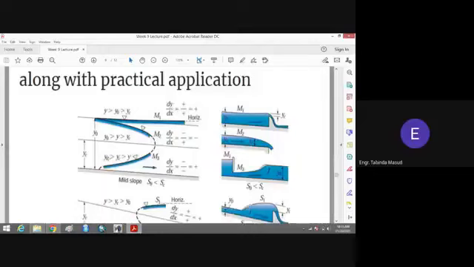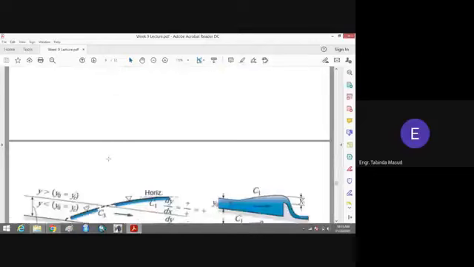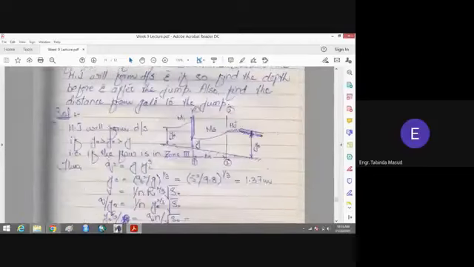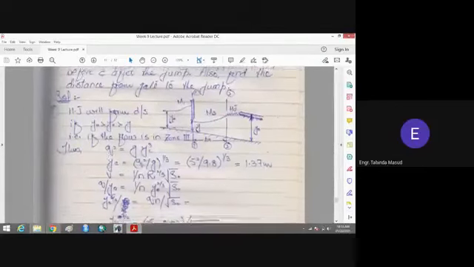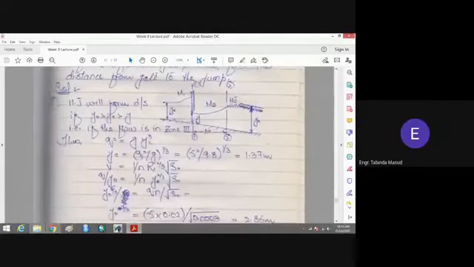So if we have this situation of a mild slope, then yes, hydraulic jump will form. What we are going to do is check: if y naught is greater than yc, which is greater than y, then we have the hydraulic jump. The value of y is already given to us.